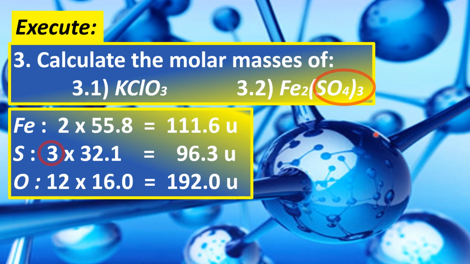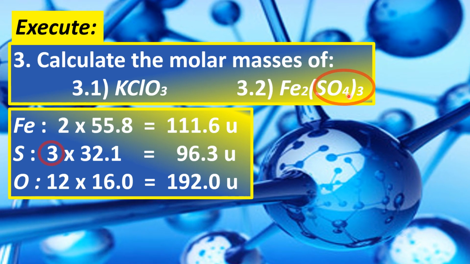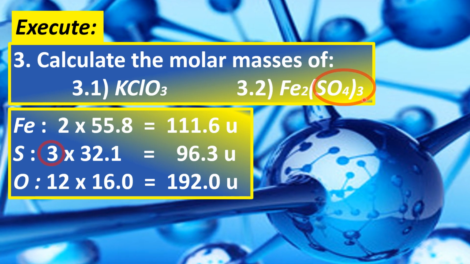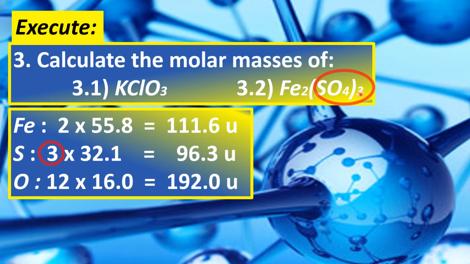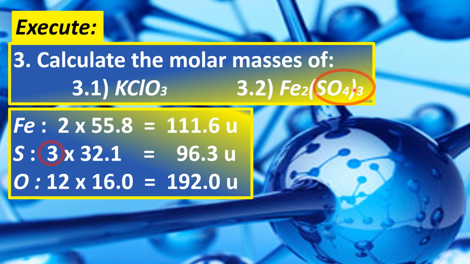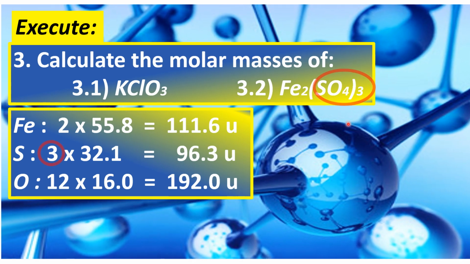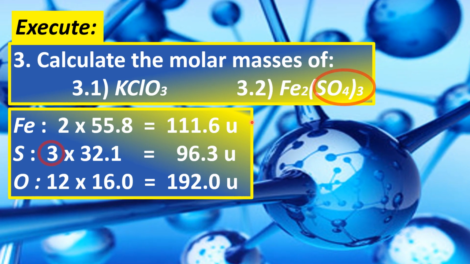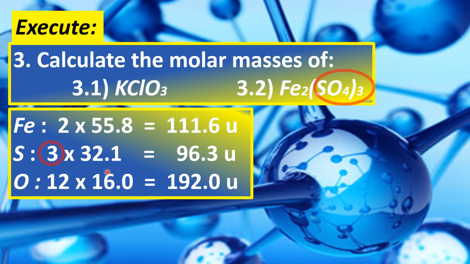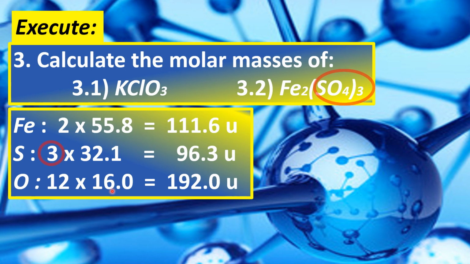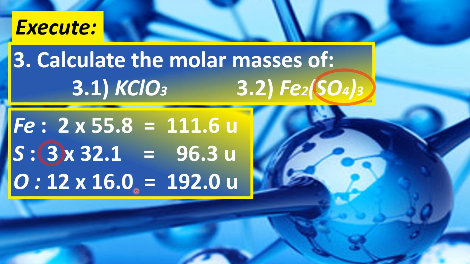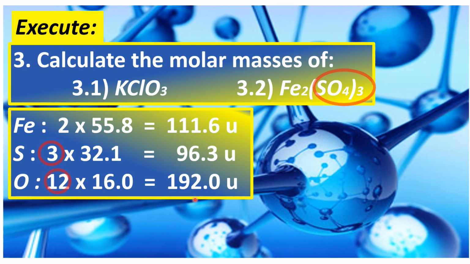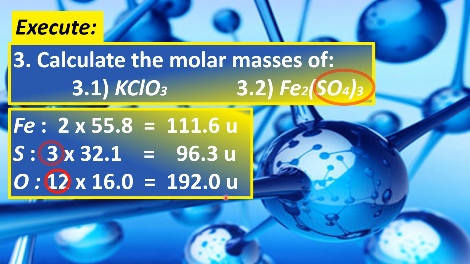Now, likewise, oxygen with a subscript 4 is also inside the parentheses with the subscript 3. That means we have to multiply 3 and 4 and get 12, 12 being the number of oxygen atoms in this compound. Since each atomic mass of oxygen is 16.0 U, multiply that by 12, we get 192.0 U.